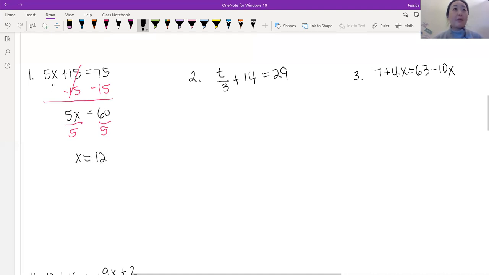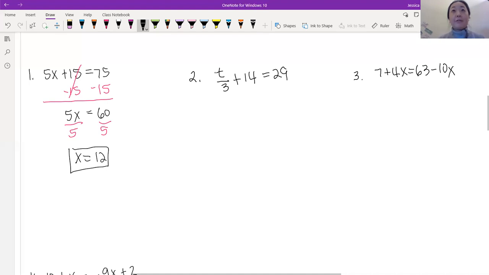So if we were to plug that back in, 5 times 12, which is 60, plus 15 would be 75. Do you see how it works? That's the only number that will work. There's no other number that works there. Okay, so there we go. We're done. That's it. Two-step equation. First step, get rid of the plus or minus. Second step, get rid of the multiply or divide.